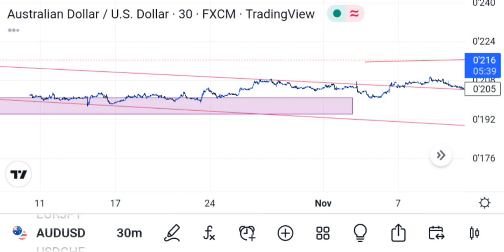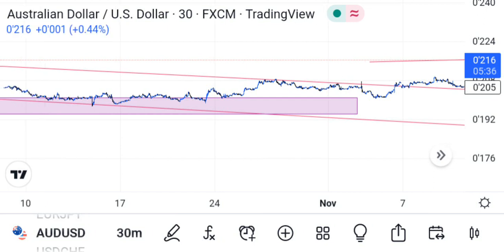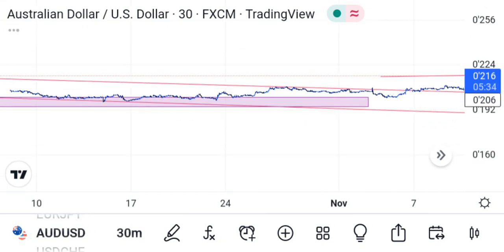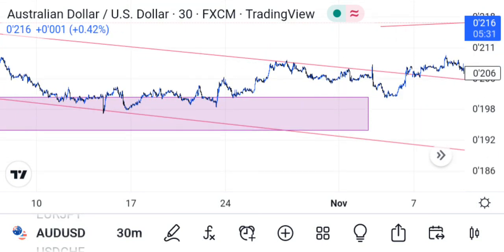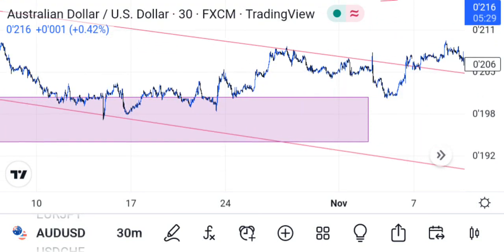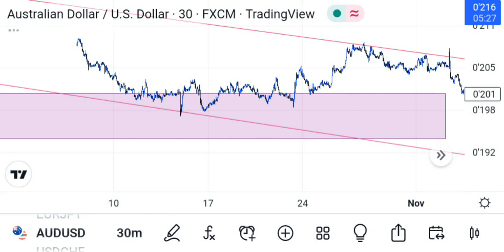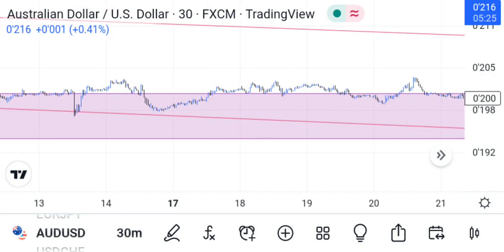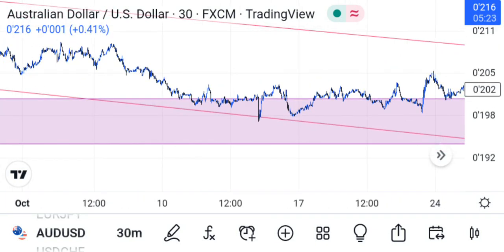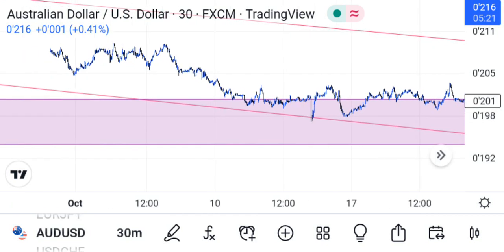Now what did we see happen here? Let's get this chart fixed first. Good. There's a break of structure here. Let's identify this. There's a break of structure here.